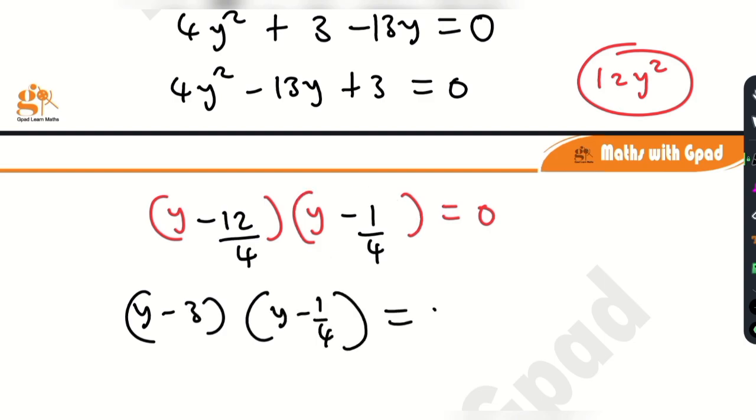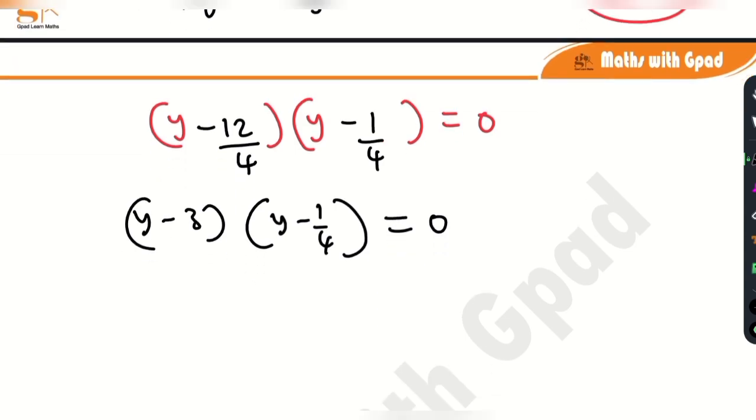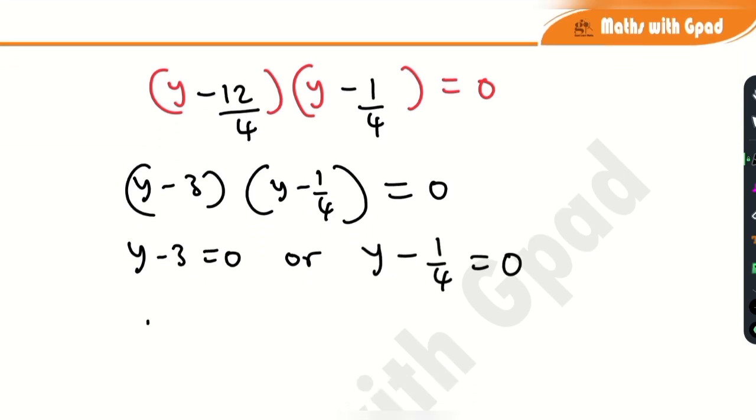So using the zero product rule, it therefore means that y minus 3 is equal to 0, or this other one here, y minus 1 over 4 is equal to 0. So here y is equal to 3, if you move negative 3 to the right hand side, you have positive 3. Or y is equal to what? When you move negative 1 over 4 to the right hand side, you get 1 over 4.